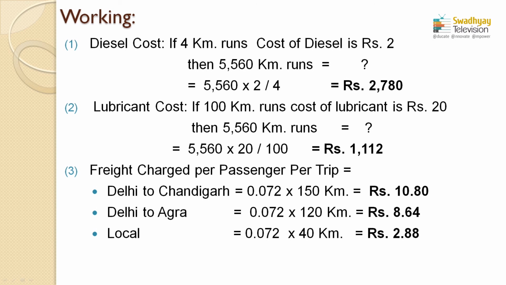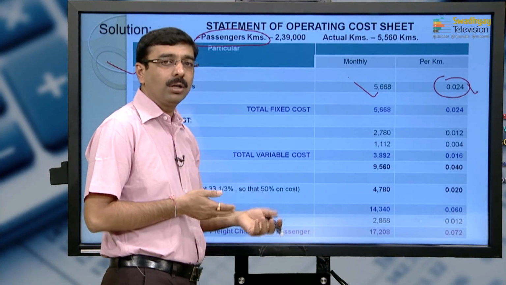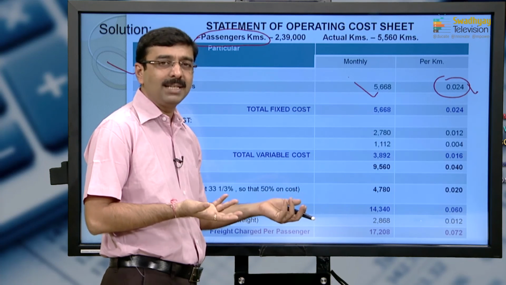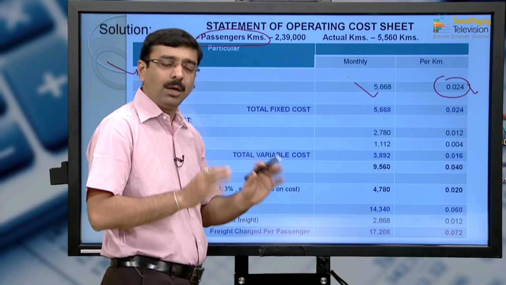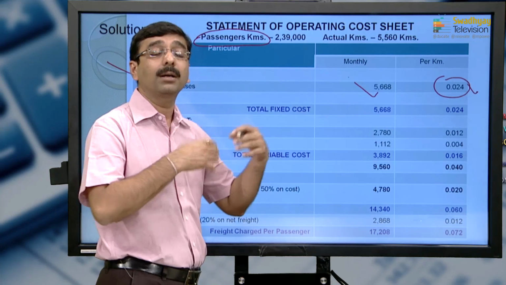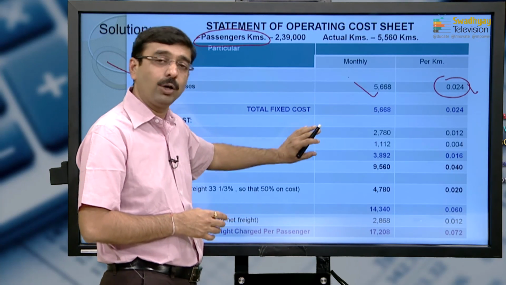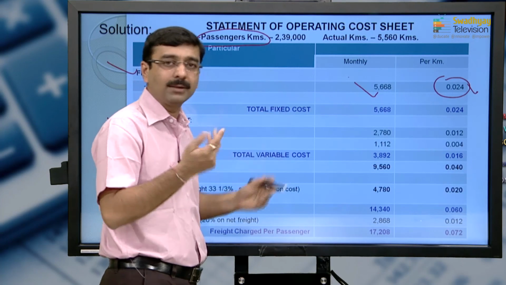Then 5,560 km runs, this is the actual mileage, it runs across all three different routes. What would be the cost of your diesel? It comes to 2,780 rupees. This is your diesel cost. I think this is not new for you because in the previous question also we found it the same way. All these variable costs, precisely diesel expense, petrol expense, lubricant expense, tire and tubes allocation, which are given in the question or incurred on the basis of per kilometer, are always calculated like this. We already did these things in a past session also, so it is not new.